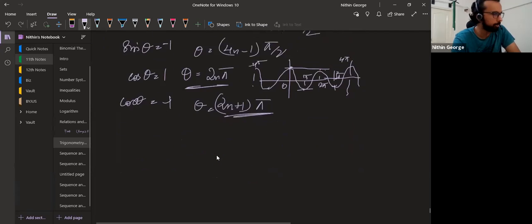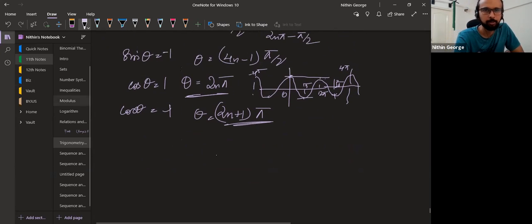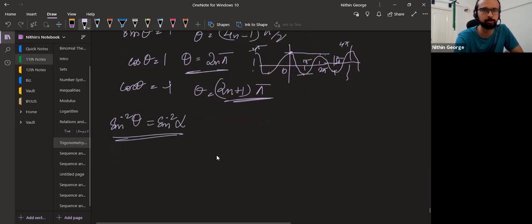So I hope you've written all this down. So n is any integer. Actually, what you can do is, right now try to prove that sine square theta equal to sine square alpha. Try to prove the general solution for this.